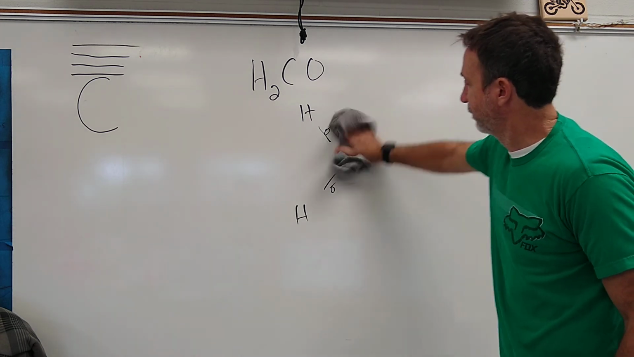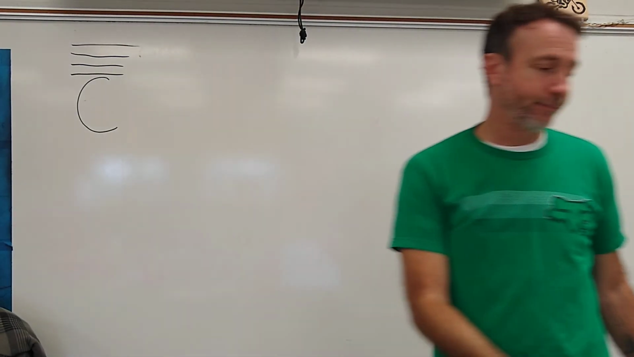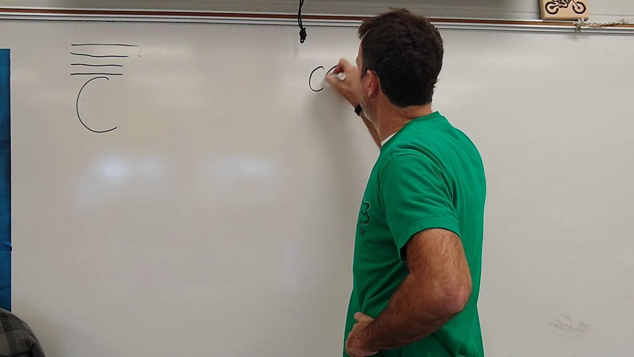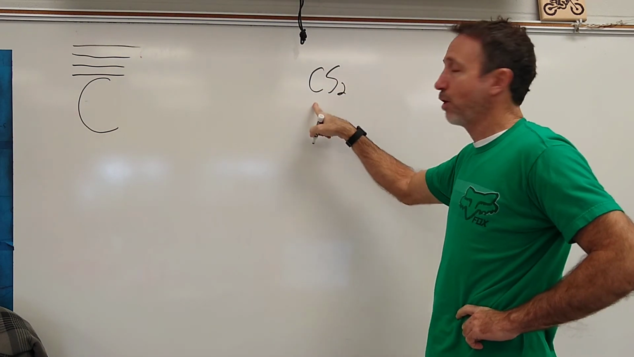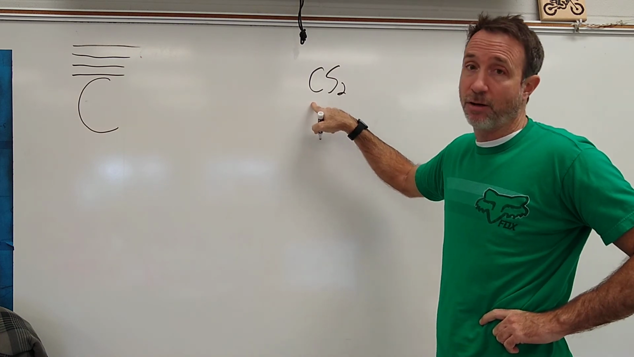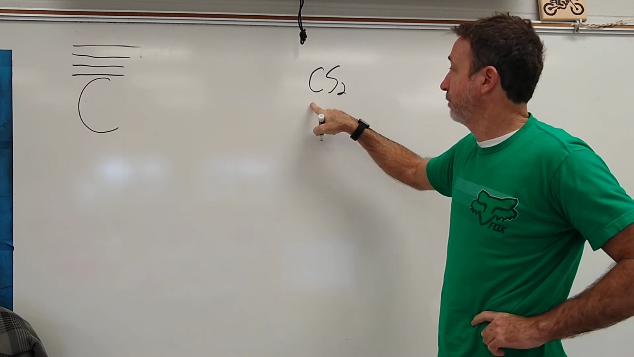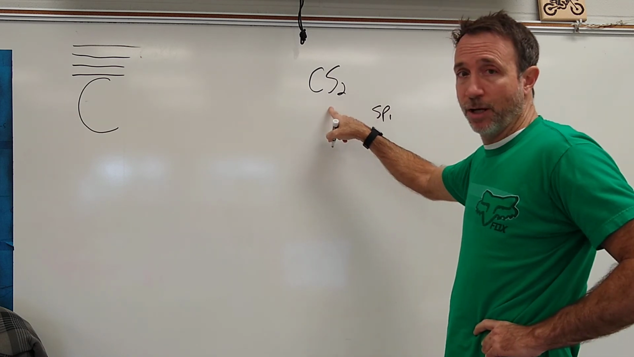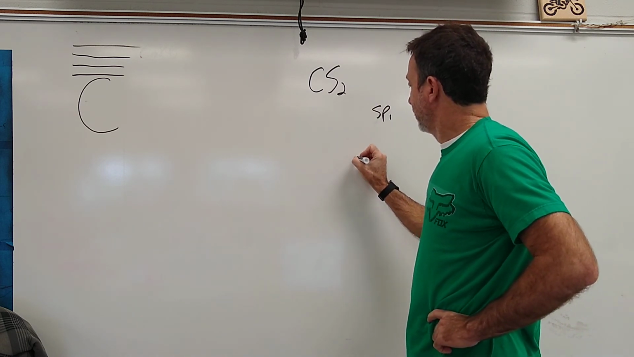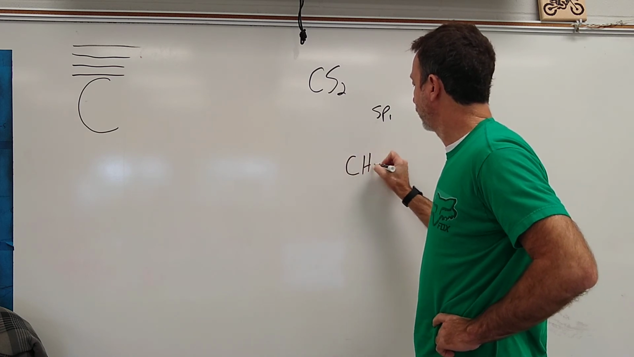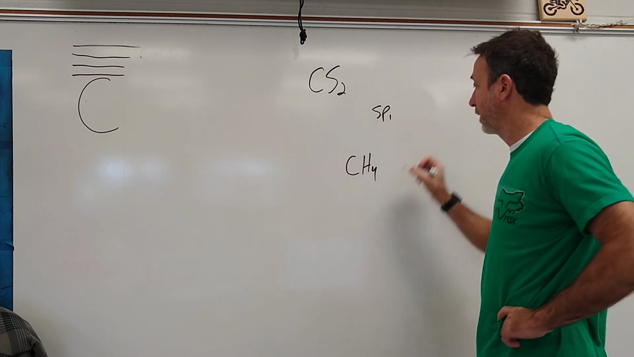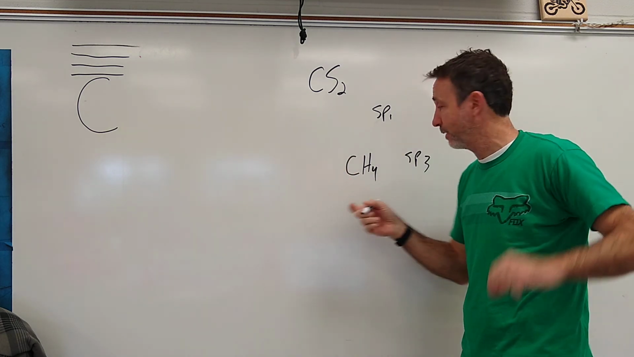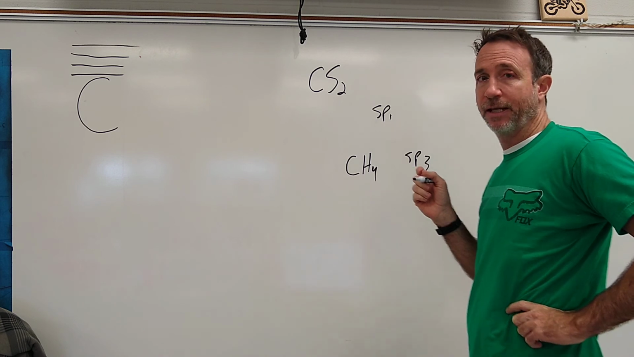I'm going to throw one little thing here on the end so I can ask you questions. How about this guy right here? CS2, carbon disulfide. What would this carbon end up being? You may have to draw it or think about it. This carbon would end up being sp hybridized, or sp1 hybridized, just like CO2. What if we had CH4? That's right, sp3 hybridized. If you don't know what I'm doing, you can draw this molecule and figure it out.